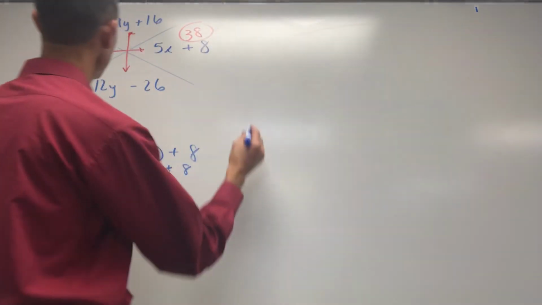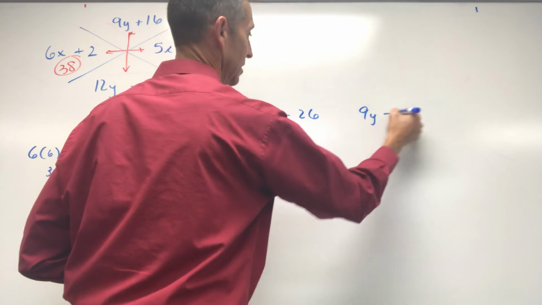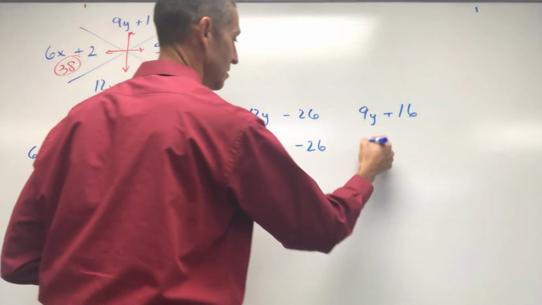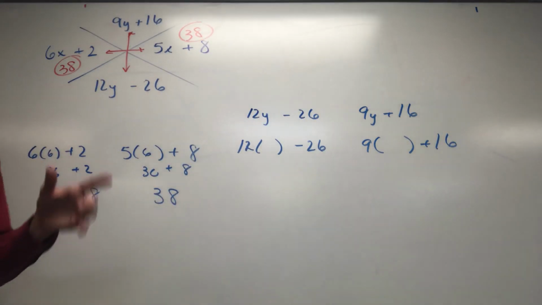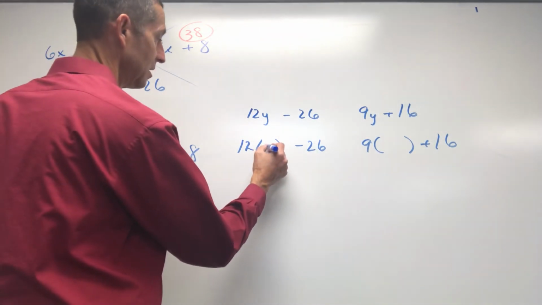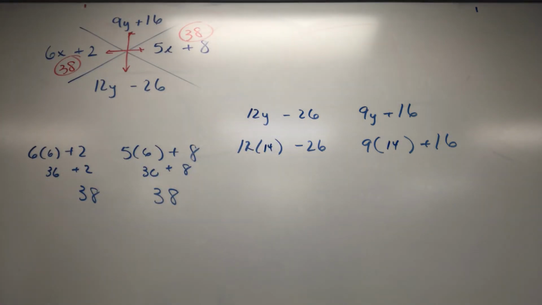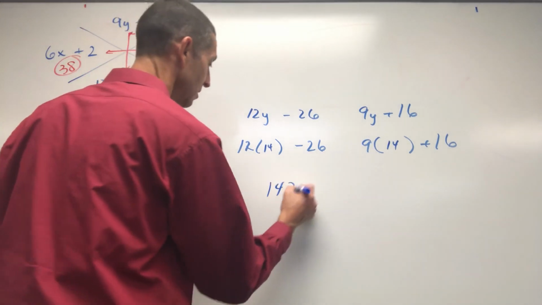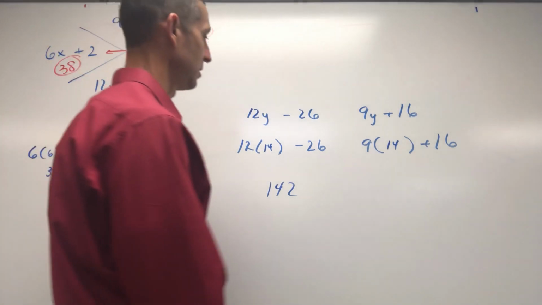Let's do our y's. 12y minus 26, 9y plus 16. So we solve for y. We got 14 as our answer for y. So we take the 14, plug back in, and we got a little math to do here. What is that, 142? So 142 there, 9 times 14.